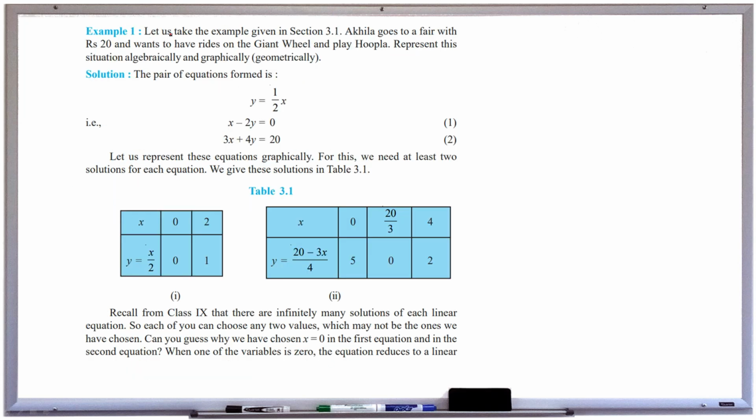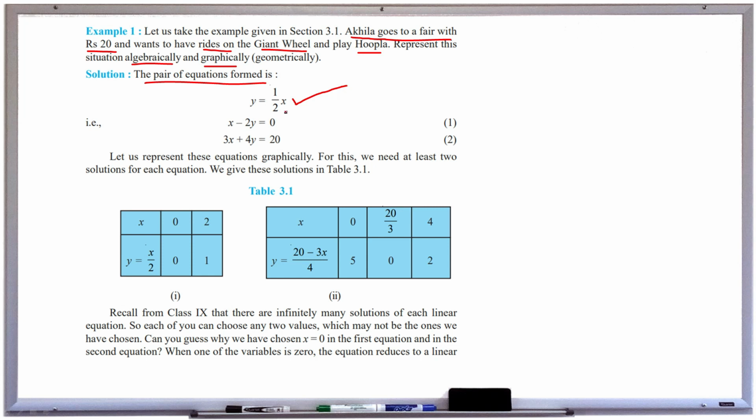Example, let us take the example in section 3.1. Akila goes to a fair with ₹20 and wants to have rides on the giant wheel and play hoopla. Represent this situation algebraically and graphically. There are two ways we are going to represent the given situation. Now the pair of equations we can form from the given information in the question. So y is equal to half of x.